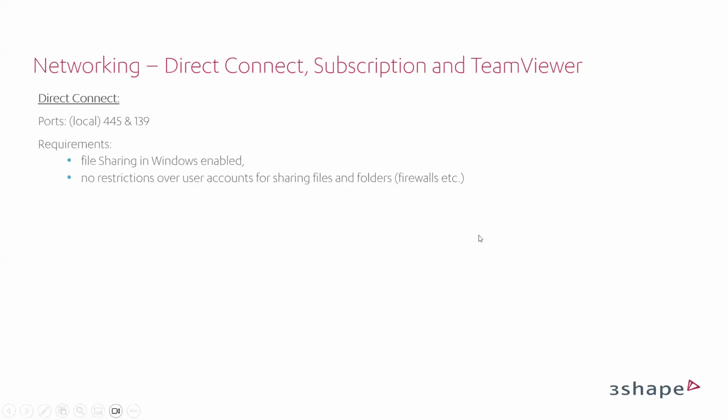Networking for direct connection, subscription in TeamViewer as well. You can see that direct connect ports, local 445 and 139, should be open. The requirements for this option are that file sharing in Windows is enabled and there is no restriction over the user account for sharing files and folders, like firewalls, etc. So we should understand that nothing is blocking this option.